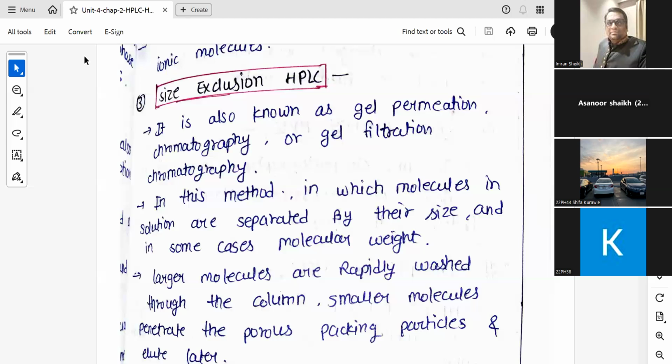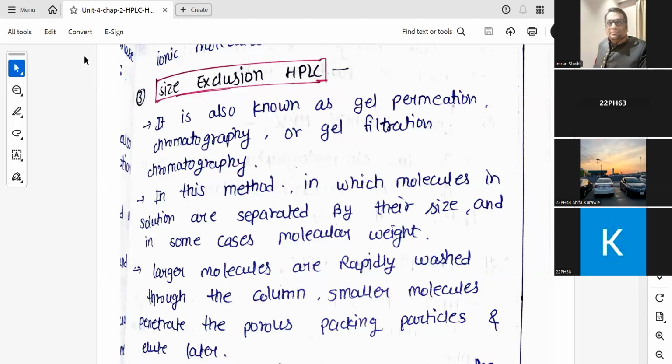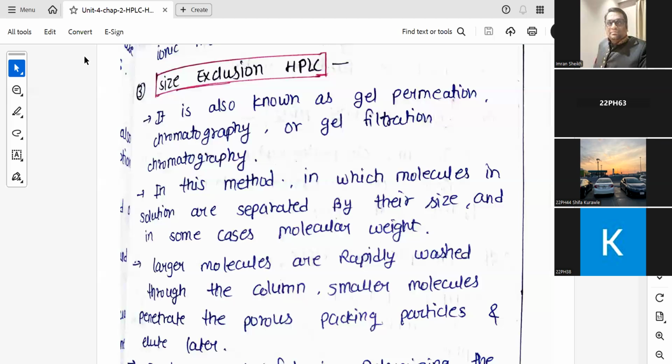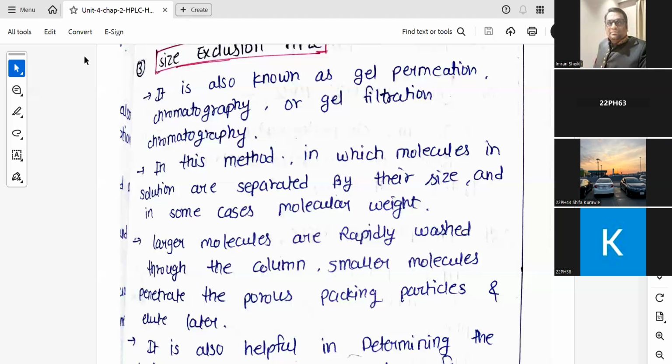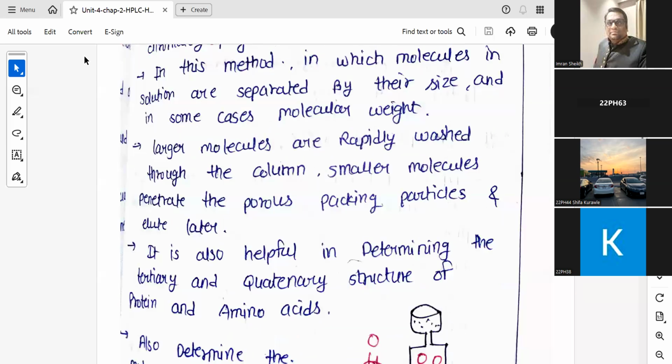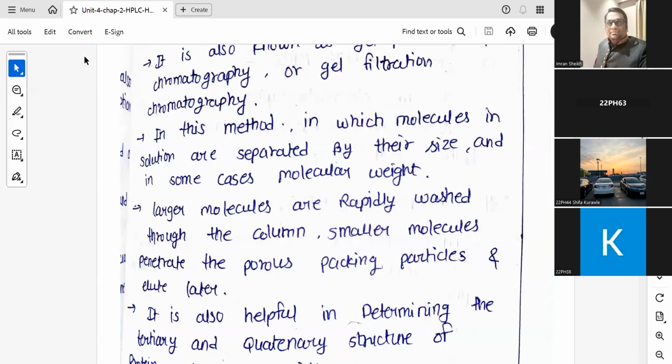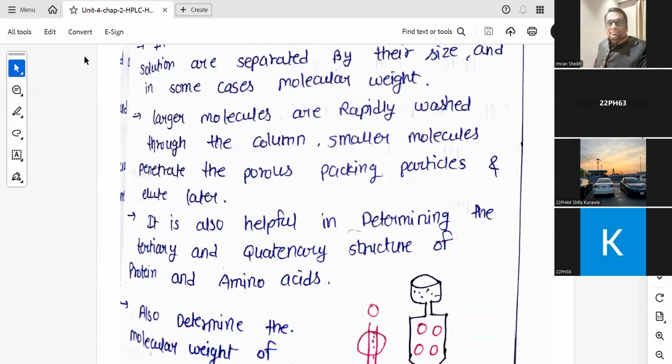Now the third type is size exclusion HPLC. Please don't talk, I request all of you. Size exclusion HPLC is also known as gel permeation chromatography and gel filtration chromatography. Now what happens in this technique? Molecules in solution are separated on the basis of their sizes and in some cases on the basis of their molecular weight.